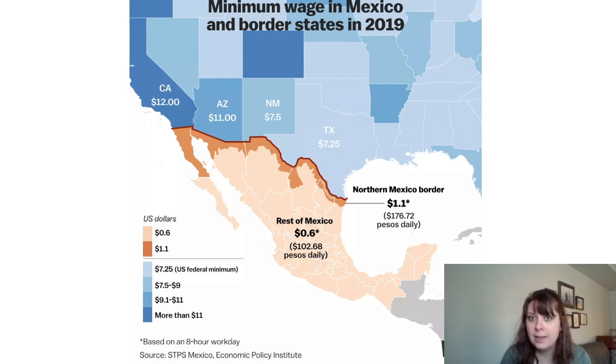So something to think about, right? Production costs is labor costs plus shipping costs. They're along the border of the United States because it's easier to ship them across the border.